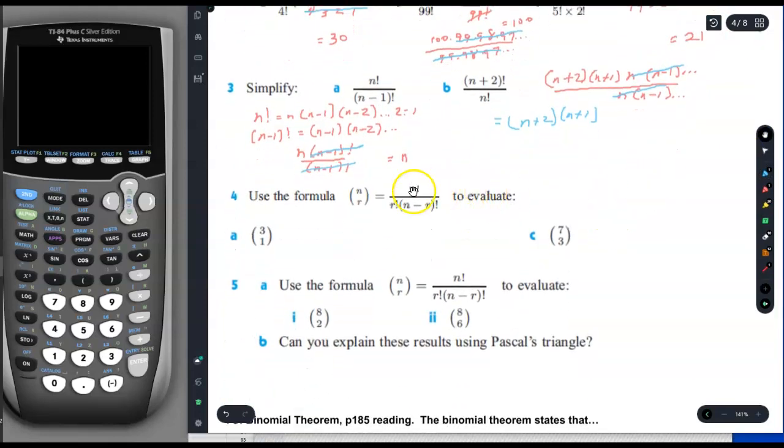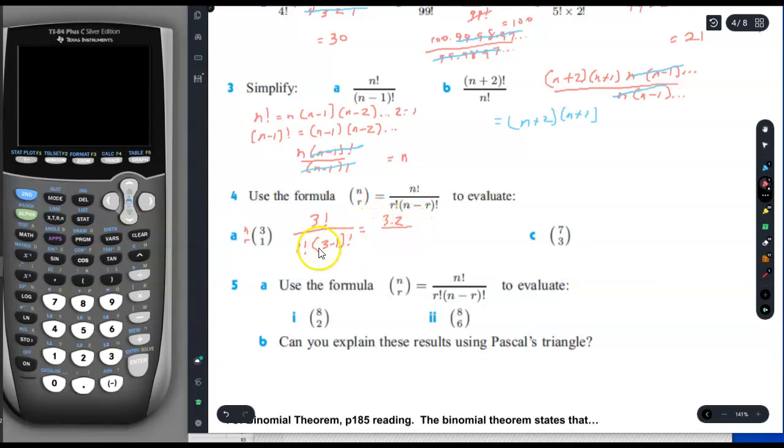All right, use the formula n choose r equals n factorial divided by r factorial times n minus r factorial to evaluate the following. Okay, we're not using the calculator yet. We're just using our brains. N is 3 and r is 1, so we just need to fill everything in. Not too bad, right? 3 minus 1 factorial. So the top is 3 factorial, which we know is 3 times 2 times 1.